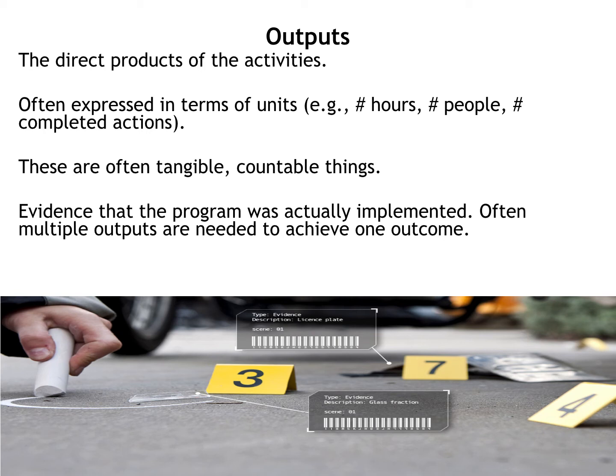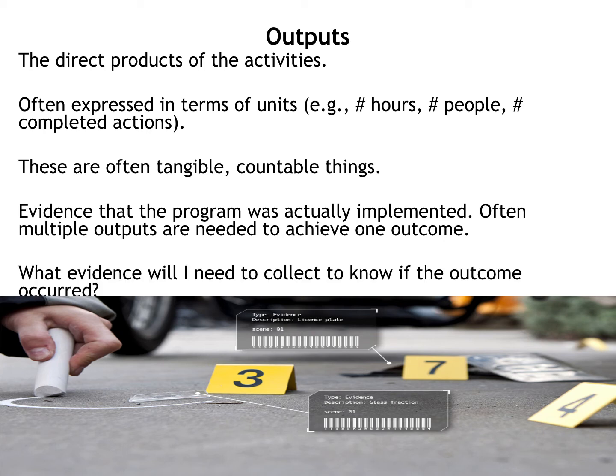Oftentimes, the things that we need to collect are the outputs themselves. So the number of hours a person spent in the program, the number of people who registered for the program, and so on and so forth. So ask yourself, what evidence will I need to collect to know if the outcome for my program occurred?